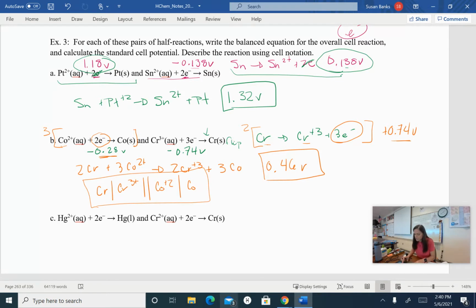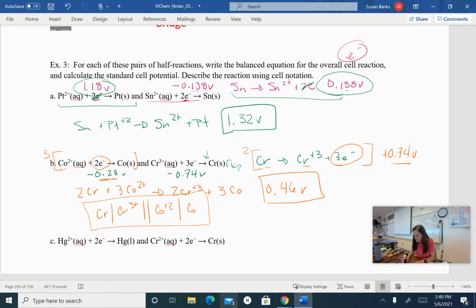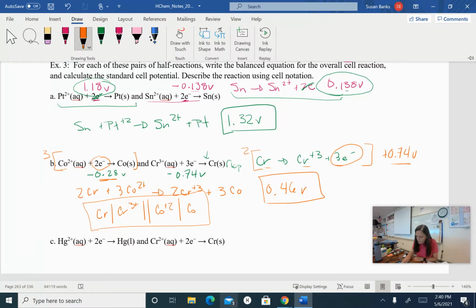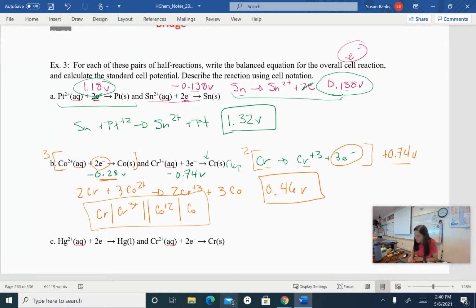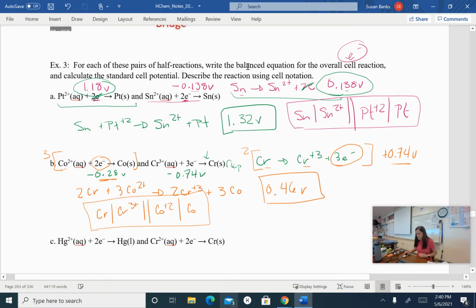Okay, let's do the cell notation. Let's go back up to the tin and the platinum one. Let me change my color really quick. So our oxidized, or our anode, started with tin. We ended up with tin plus 2. Then our salt bridge. Then our reduced, we started with platinum plus 2, and we ended up with platinum solid. So this would be our cell notation for the tin and platinum cell that we created in our first example. Okay, now I think I'm back on track.